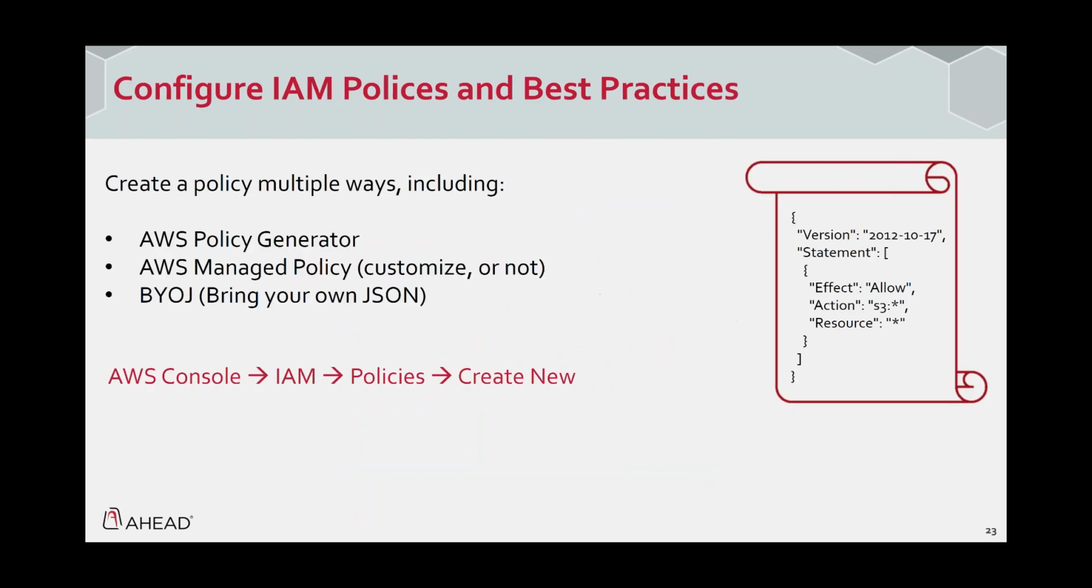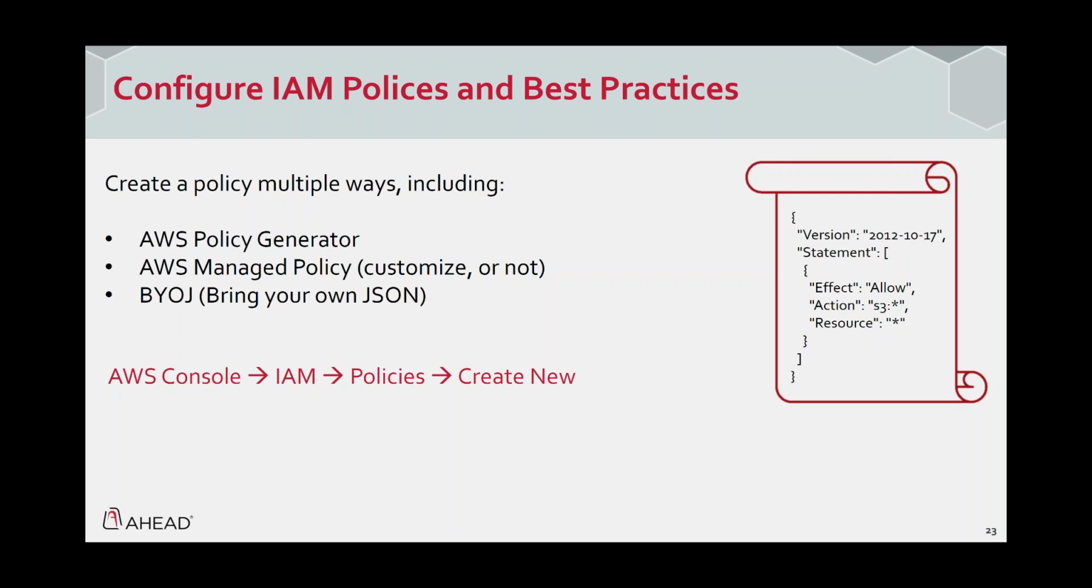It's pretty easy to do, really. There are three ways to create a policy. You can utilize the AWS policy generator, more of a GUI wizard type that walks you through how to create it. You can select one of the AWS managed policies, a default one like the one on the right, that allows the user to do everything on S3.